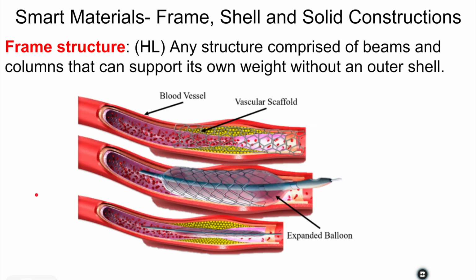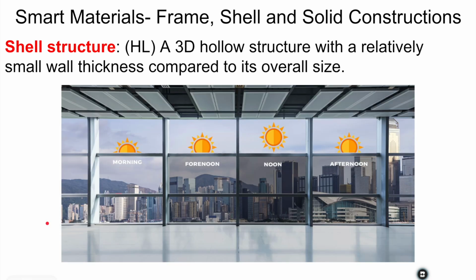Now, how do these apply to frame, shell, and solid structures? So one of the ways is you can see here that shape memory wire is used in something called stents. And so stents are a medical device which opens up blood vessels that have been clogged by plaques. And so you can see here, this is a shape memory alloy. It's in a frame structure, and it's going to open up this blood vessel so that somebody, for instance, won't have a heart attack.